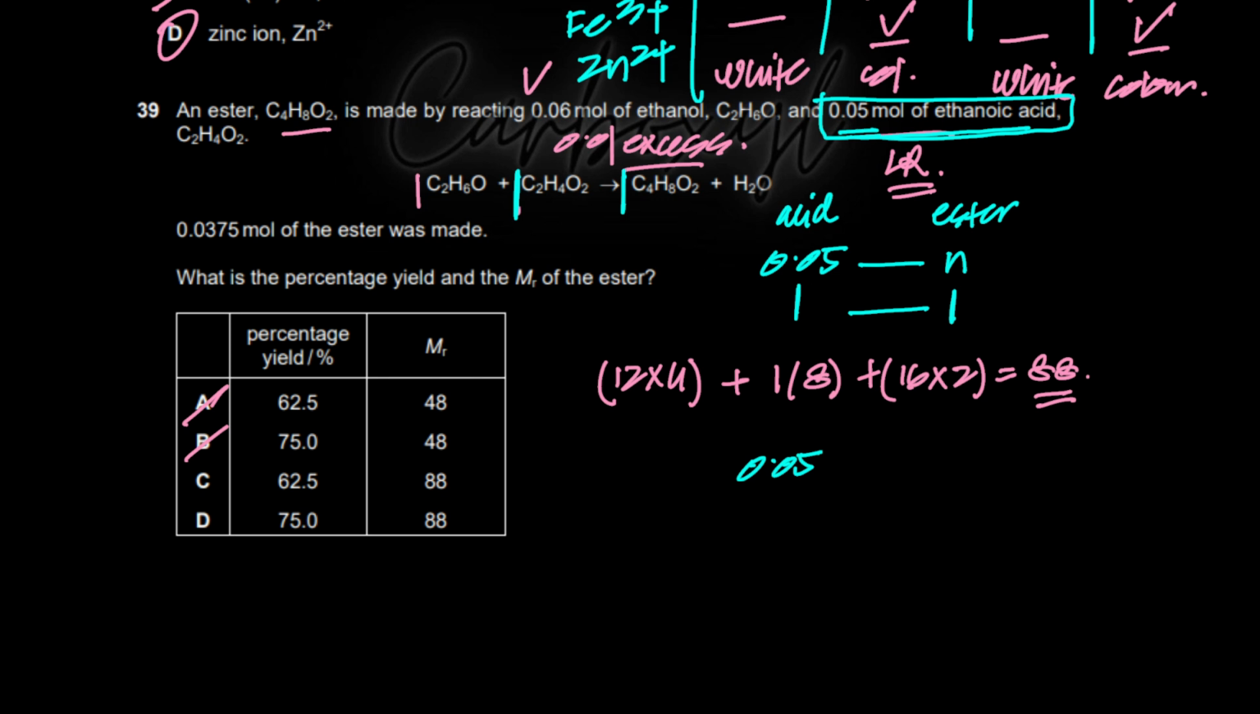It's all 1:1, which means 1 mole of acid gives you 1 mole of ester, so it's the same. If you have 0.05 moles of ethanoic acid, 0.05 moles of ester would form. But here he's saying only 0.0375 moles formed. Theoretically, if there were no losses, you would get 100% yield, that is 0.05 moles of ester. But because of certain losses, you're getting 0.0375 moles. So what is the percentage yield? That's X%. Cross multiply: 0.0375 times 100 divided by 0.05 is 75%. So D is the correct option, C is wrong.